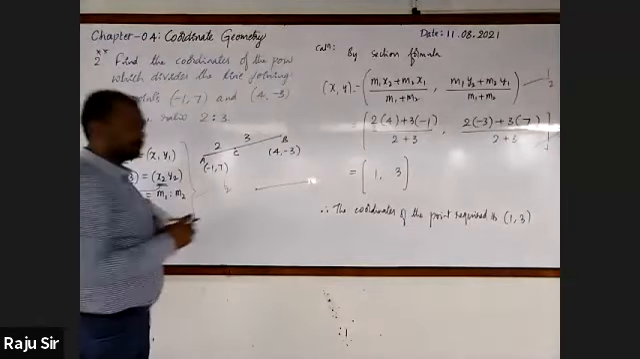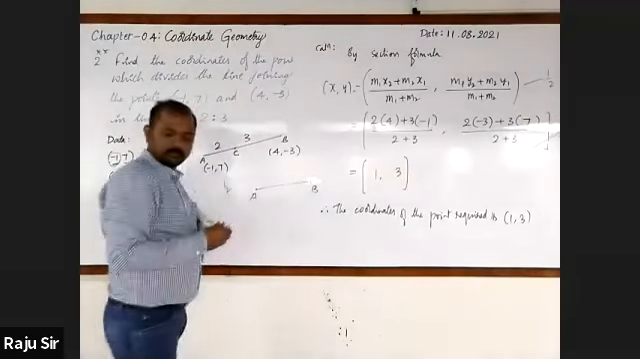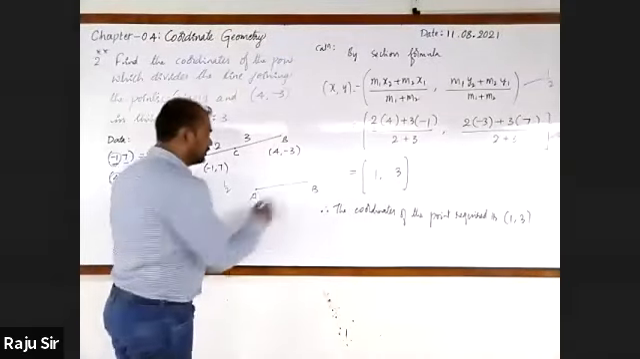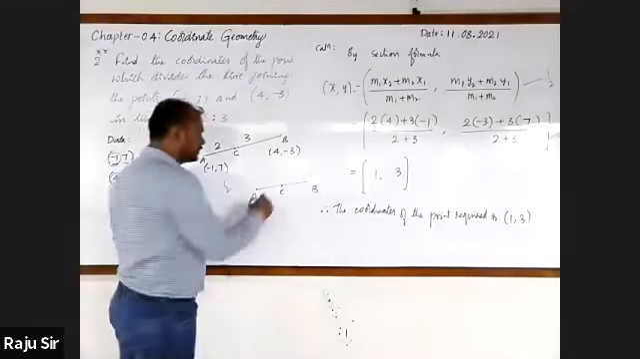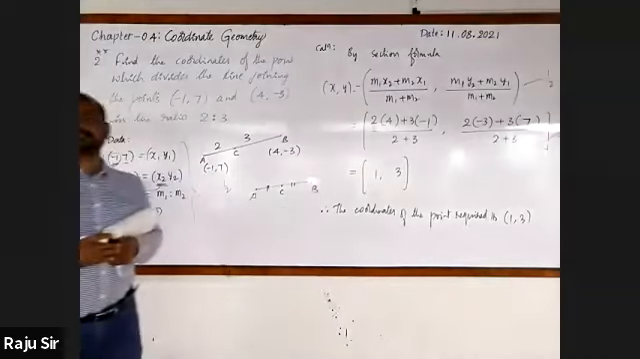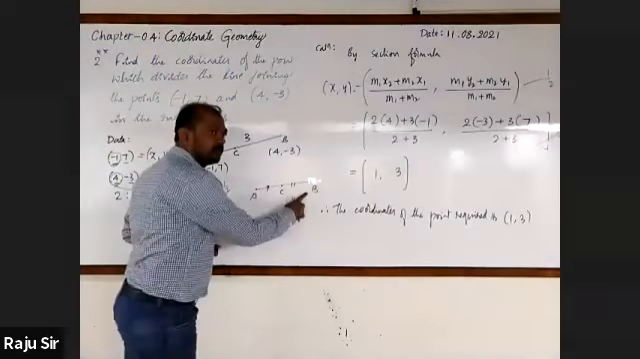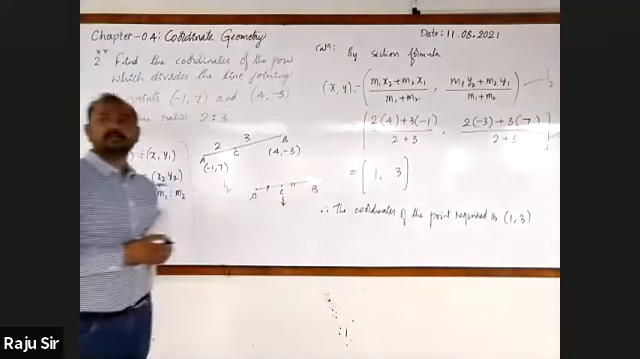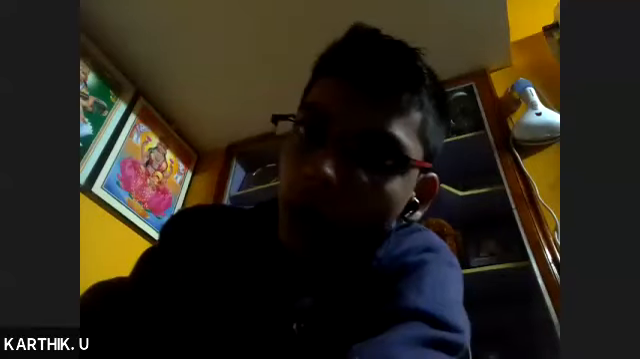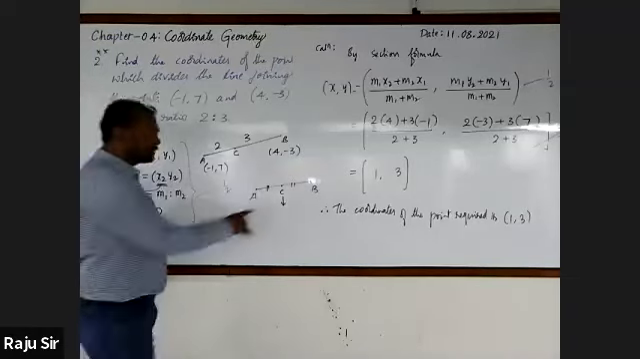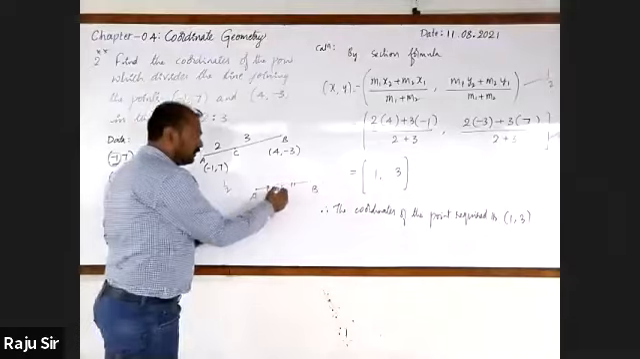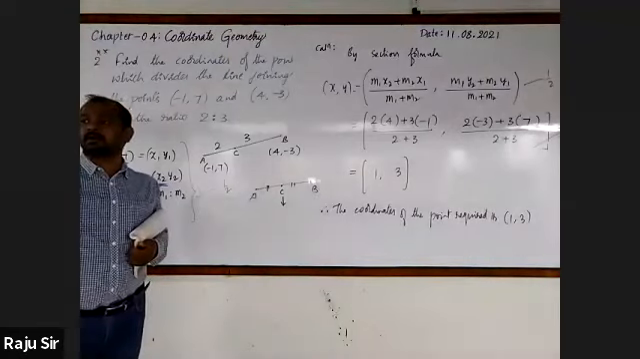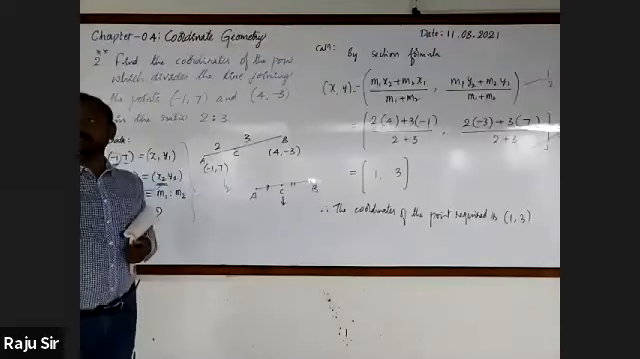This is the line. I name it AB. And this is the point C, which divides the line into 2 equal parts. If you know the coordinates of these 2 points A and B, how do you find the coordinates of C? The midpoint formula: x1 plus x2 by 2. A point which divides the line into 2 equal parts is called the midpoint or point of bisection, meaning dividing into 2 equal parts.